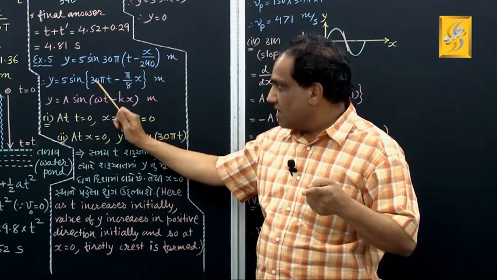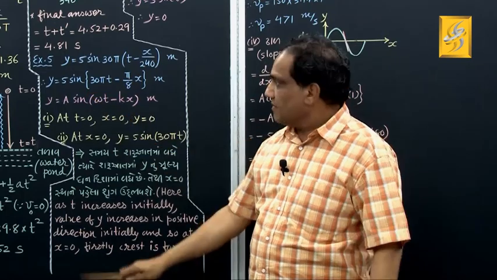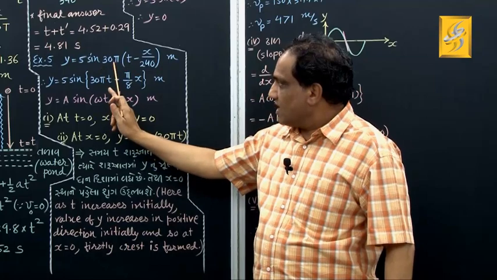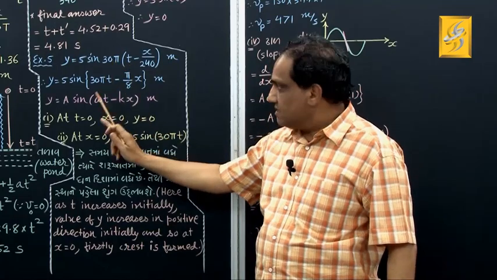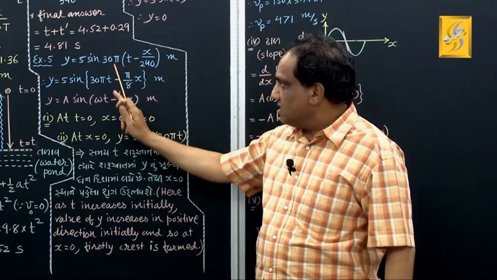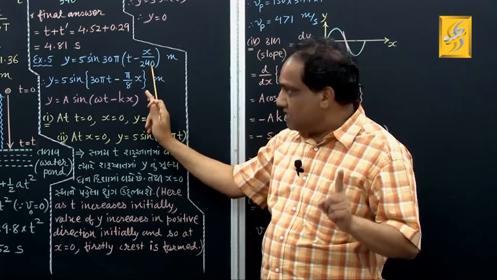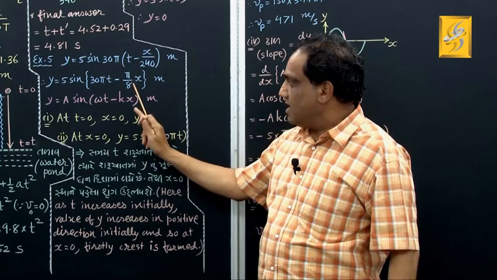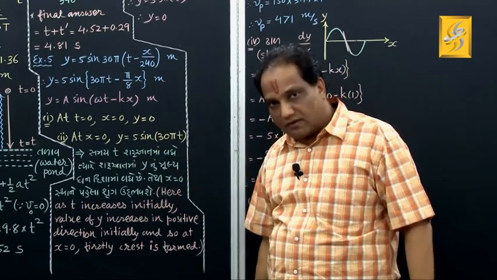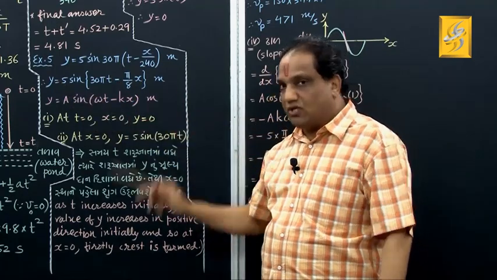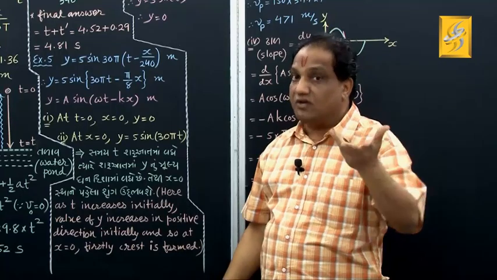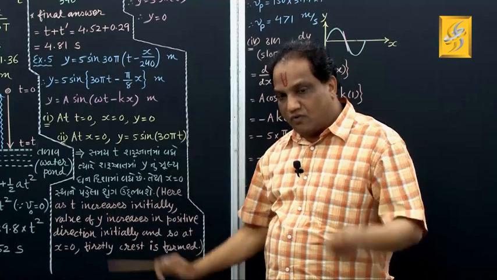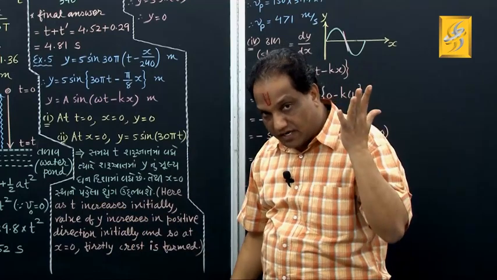You must put curly brackets here. Please take this 30 pi inside, then 5 into sin as it is, and 30 pi when you take inside, 30 pi t minus 30 pi by 240, so it is now minus pi by 8 into x meter. And now this equation you can compare with the standard format. What is it? y equals a sin(omega t minus kx).